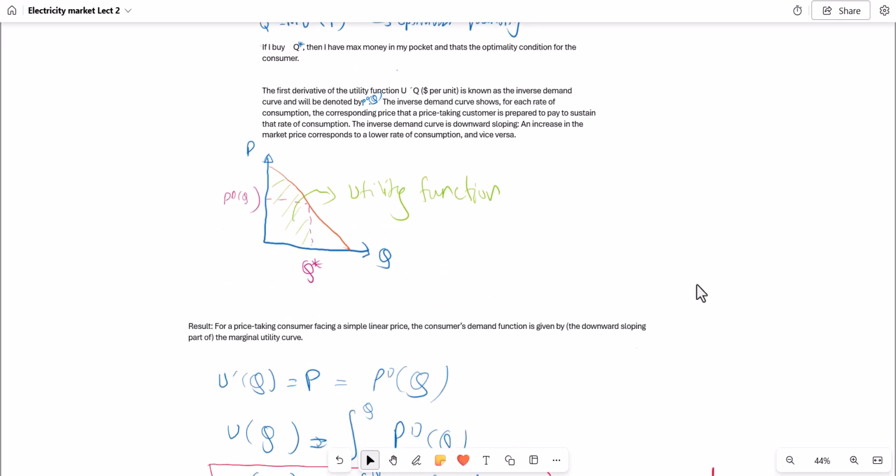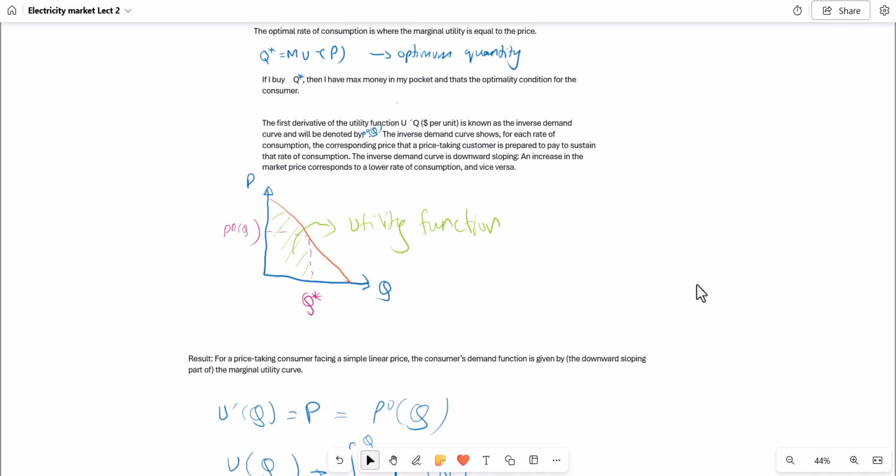We can see this from the graph as well. The first derivative of the utility function u of Q, or u dash of Q, is known as the inverse demand curve, and will be denoted as PD of Q. The inverse demand curve shows for each rate of consumption the corresponding price that a price taking consumer is prepared to pay to sustain that rate of consumption. And the inverse demand curve is downward sloping, as you are seeing: an increase in the market price corresponds to a lower rate of consumption. So it's a general rule.